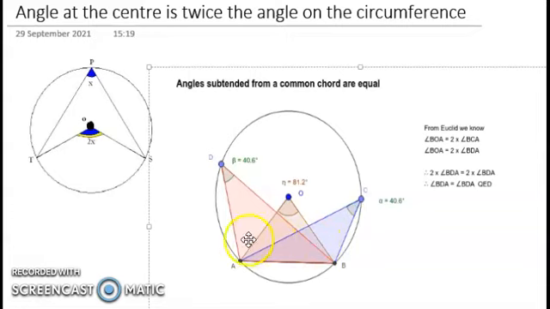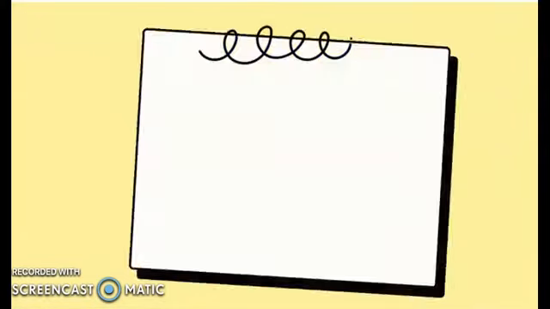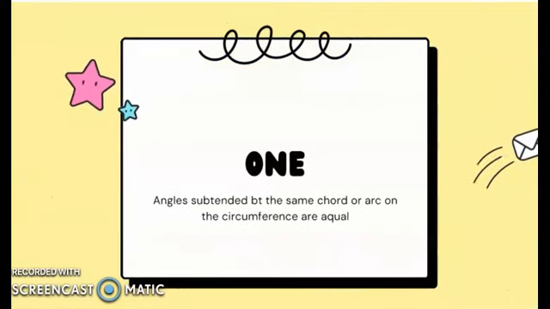And then also we can use the theorem which we have gone through previously. So the theorem is saying that the angles subtended by the same chord or the same arc on the circumference are equal. So after you have found this to be 40.6, you can say that this one is also 40.6 because they are subtended by the same arc or the same chord. So here is a recap of what we have done so far.